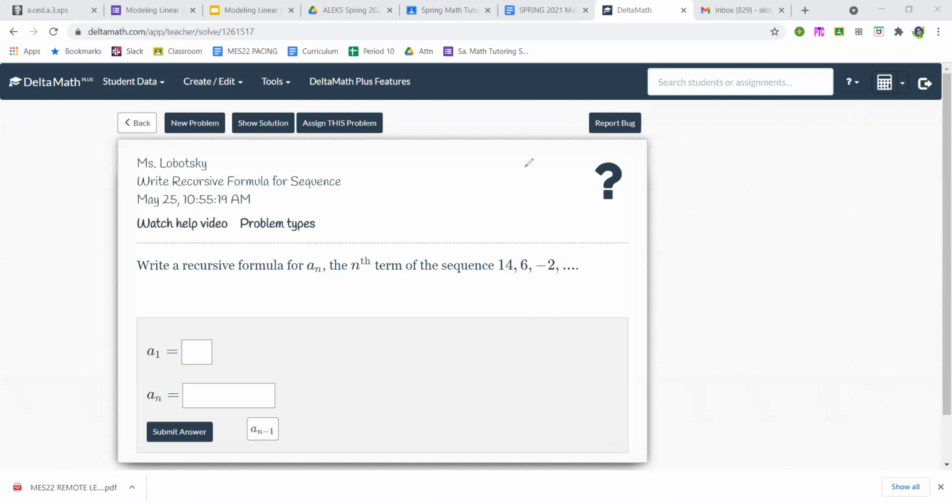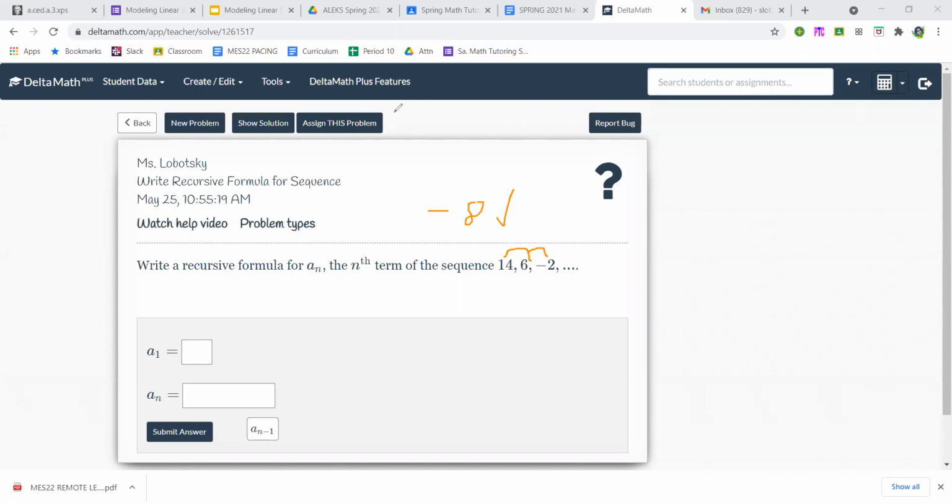How do I go from 14 to 6 and then 6 to -2? Usman, what do you think? Every time we're going to the next term in the sequence, we're subtracting 8. Okay, so subtract 8. We can double check with our calculator to make sure that works. 14 minus 8 is 6. 6 minus 8, -2. So that works.